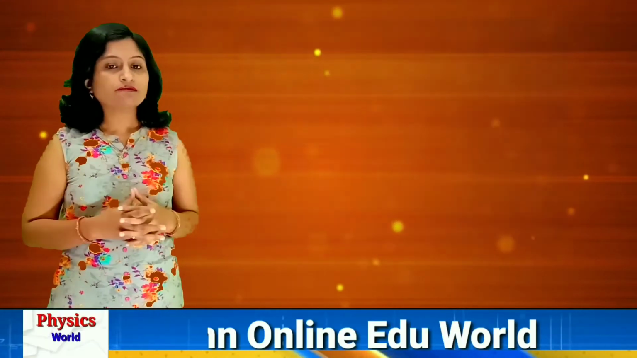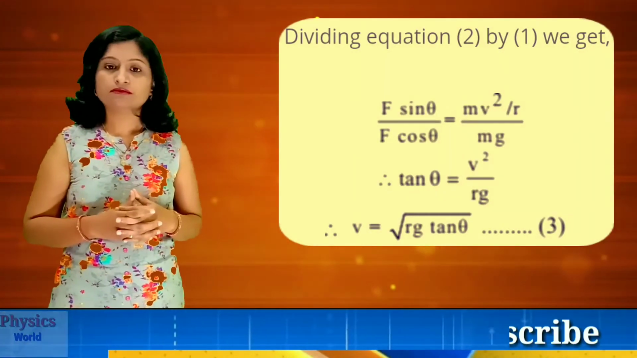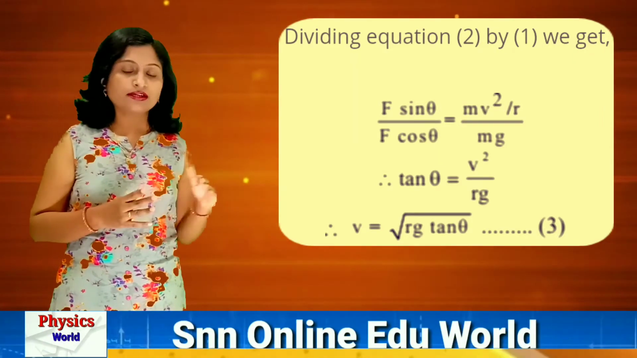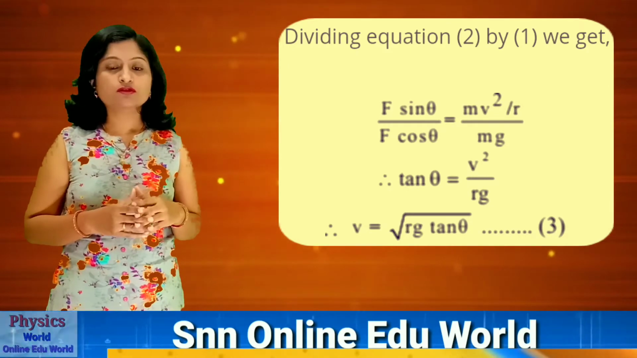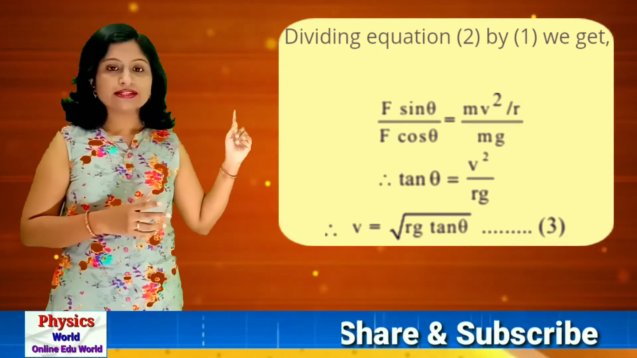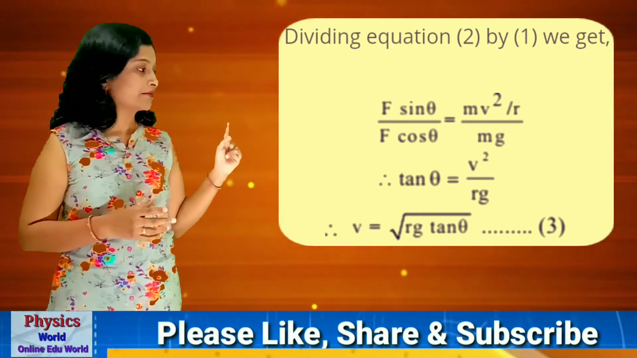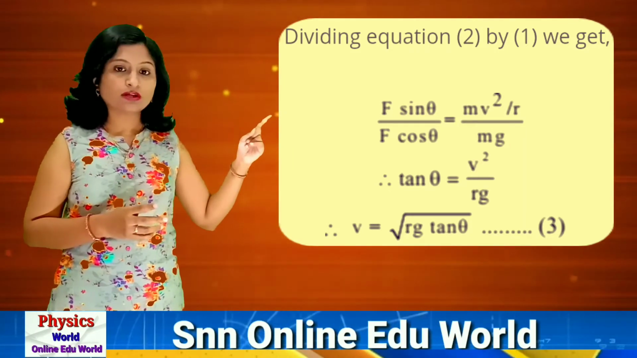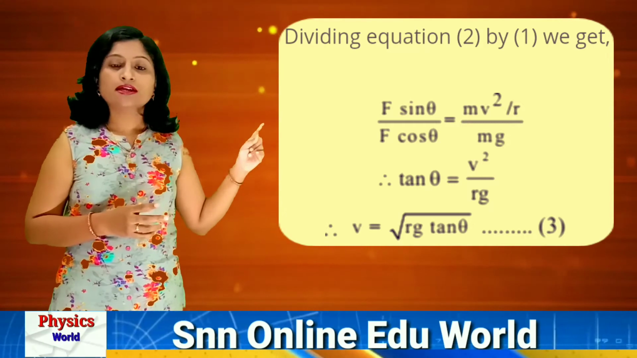Now divide equation 2 by equation 1. So equation 2 in the numerator and equation 1 in the denominator. What will we get here? LHS: F sin theta divided by F cos theta. And RHS: mv square upon r divided by mg.